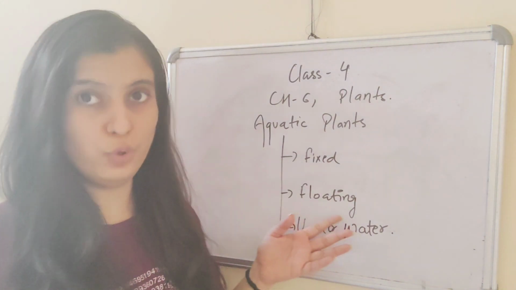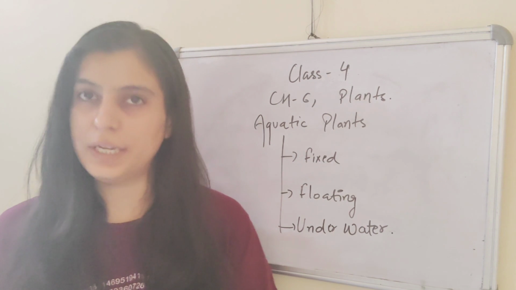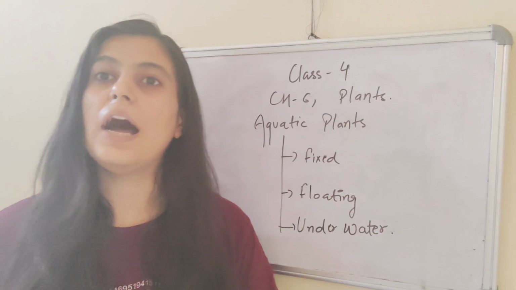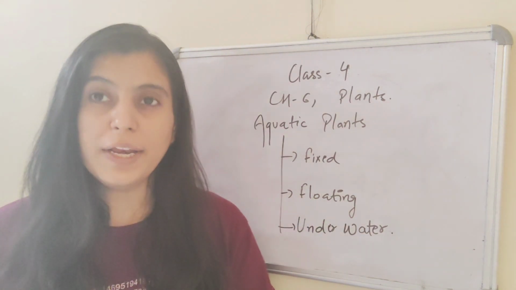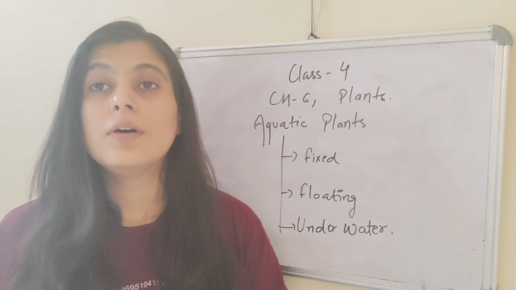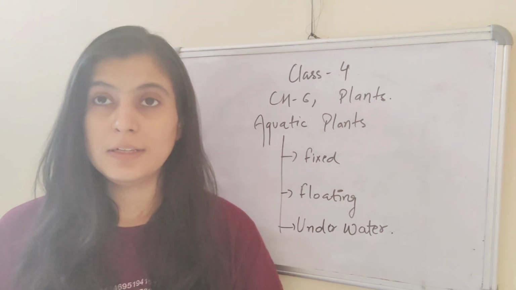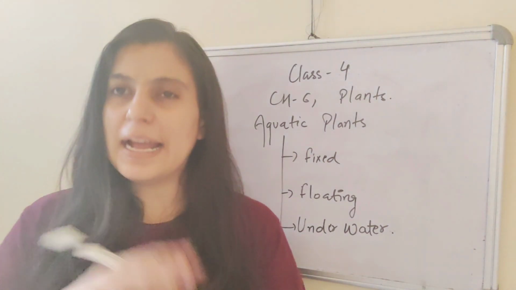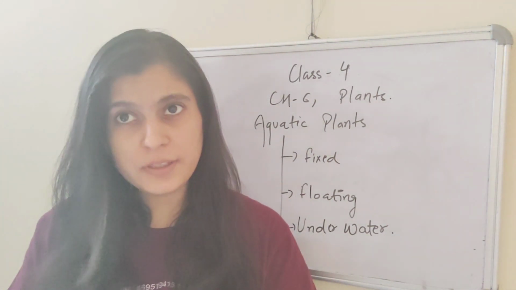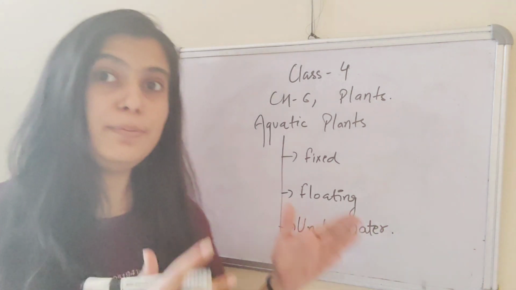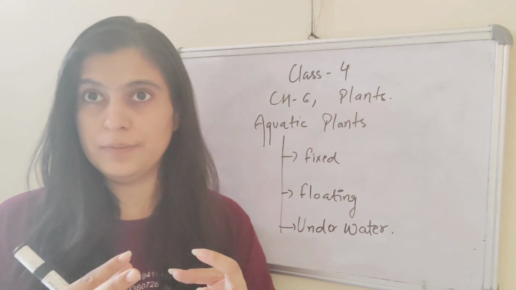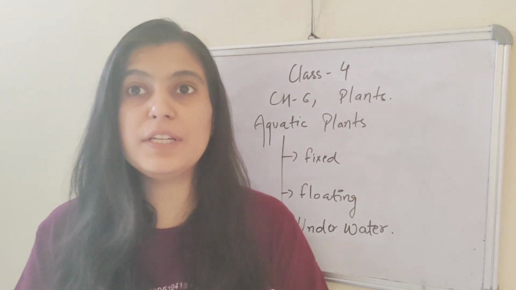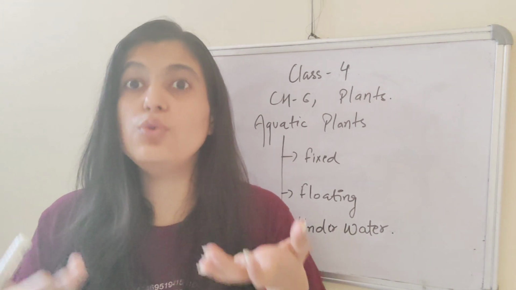Next one is floating. With the name floating, we can understand that the plants which float on the surface of water are called floating plants. For example, duckweed and water hyacinth. Now, how do these plants float on the surface of water? That means there are some spaces present in between them. These plants are very spongy. They have spongy and swollen parts which have air spaces in between them, which helps the plants to float.